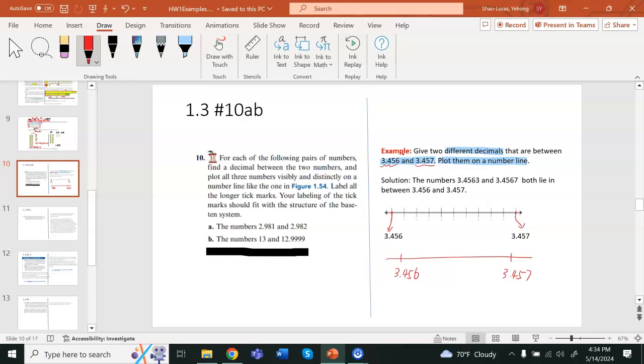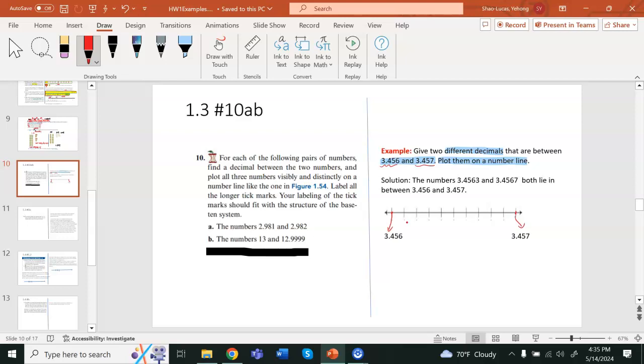tick marks, and following the place value, the base 10 number system, we are going to divide. In order to generate smaller numbers, smaller place values, we have to divide this into 10 equal parts. So that's why you have to make sure this is a little bit longer. I'm going to go back to the number line I already divided into 10 equal parts here.